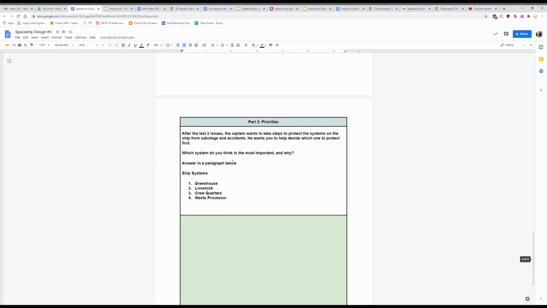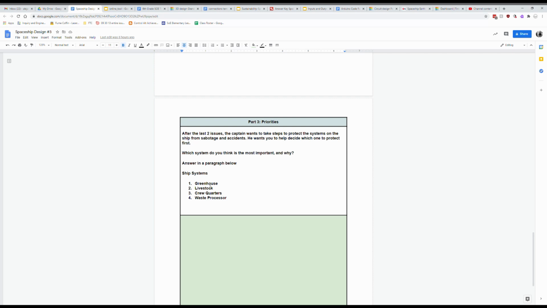And last, we want to think about priorities. So we've had 2 big issues, and the captain wants to be able to kind of protect all the systems so that we don't have any chances of sabotage, like the crew member hiding the water, and we want to avoid accidents and breakdowns. So he wants to put in some security systems, but he needs your help to decide which one is the most important. So which system should we protect first?